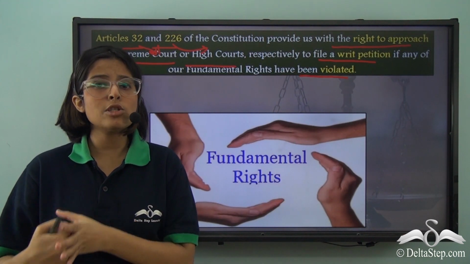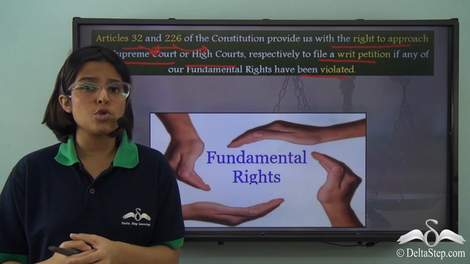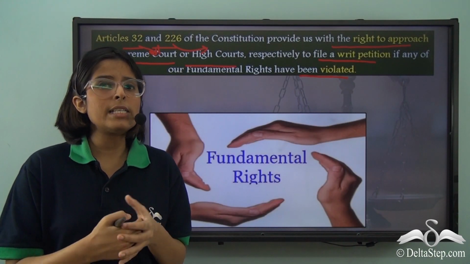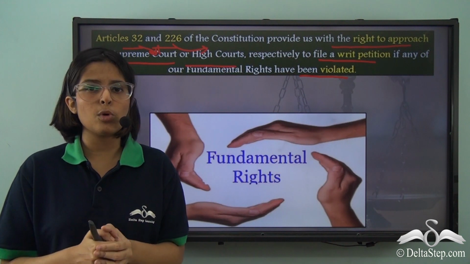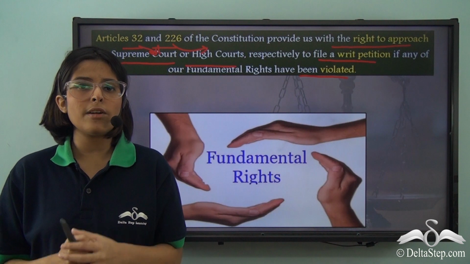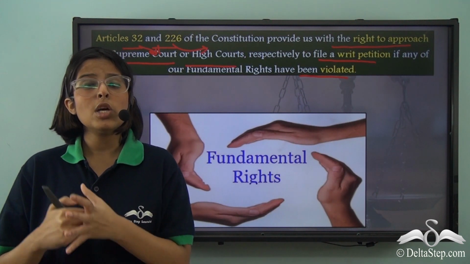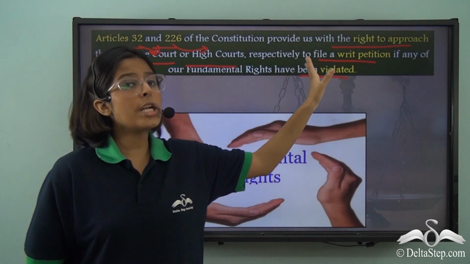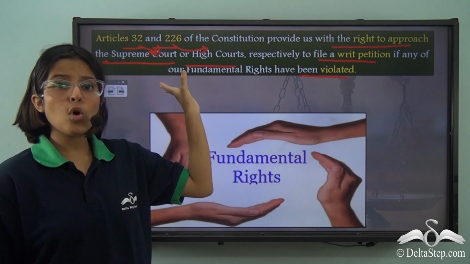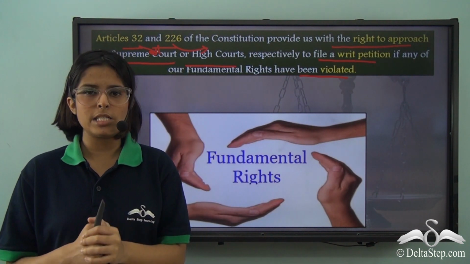So if our fundamental rights have been taken away from us, for example, if an individual or an entity or organization or even the government body such as the legislature or executive try to take away our fundamental rights or deny us from any fundamental right, we can file a writ petition in the Supreme Court or the High Courts so as to get back our fundamental rights.